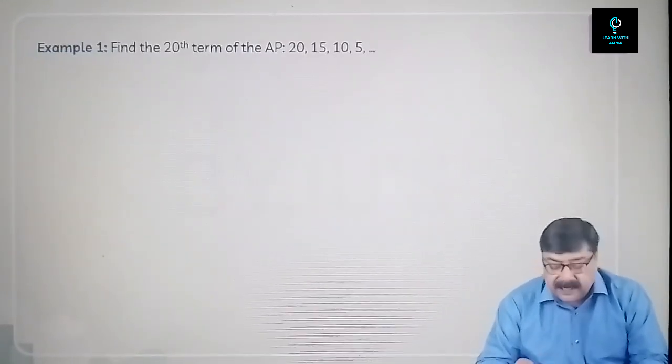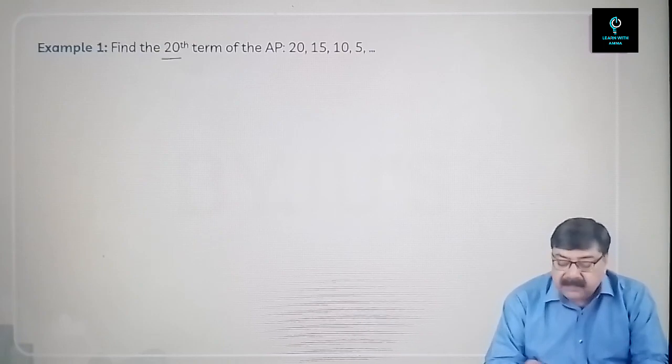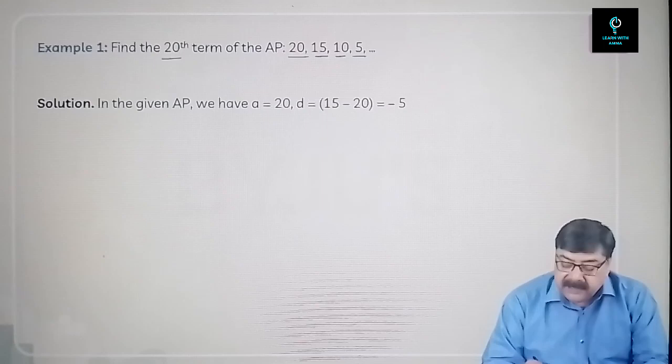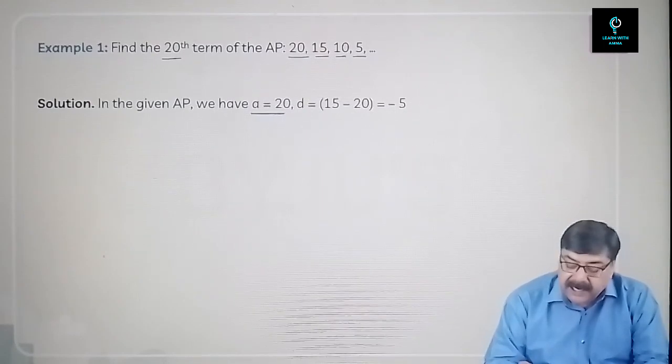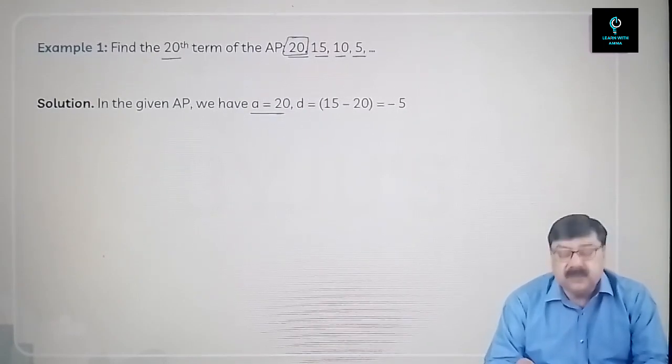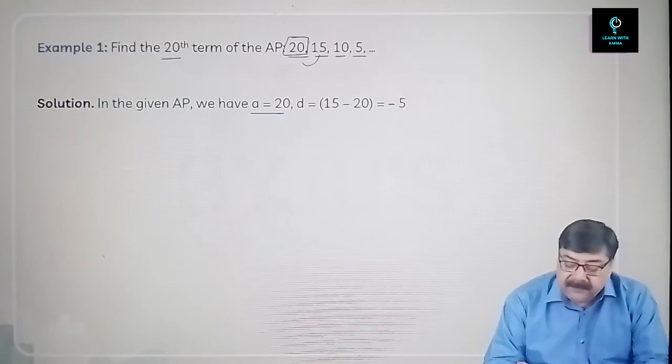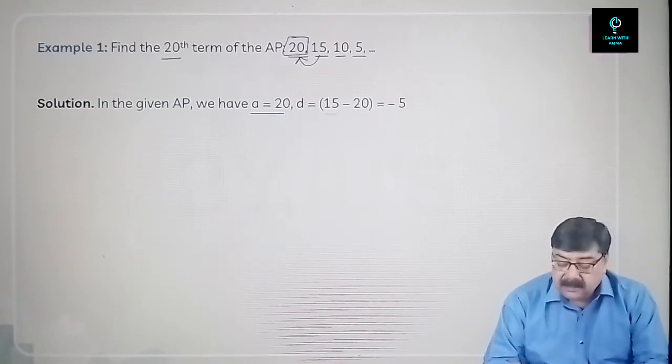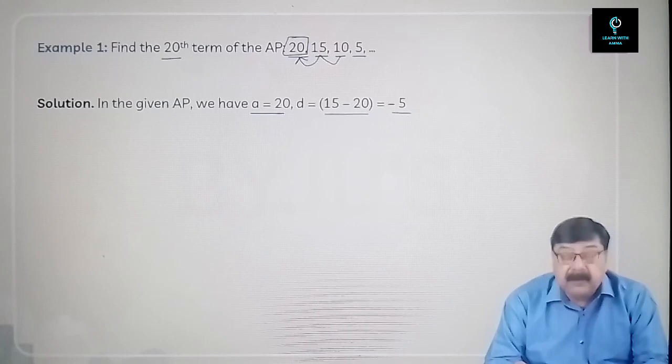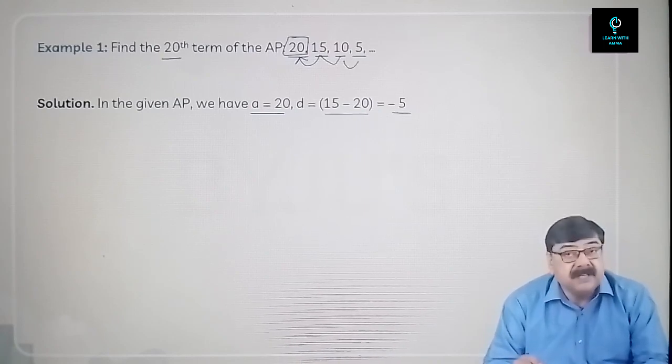Let's have a look at the questions here. Find the 20th term of the AP 20, 15, 10, and 5. Now, in the given AP, we know that the value of A is 20. That is, the first term here is 20. The difference will be 15 minus 20, that is minus 5. Even 10 minus 15 will be minus 5, and 5 minus 10 will also give us minus 5.